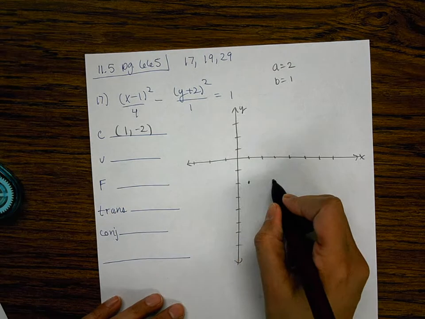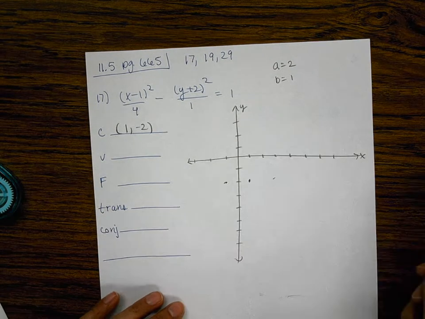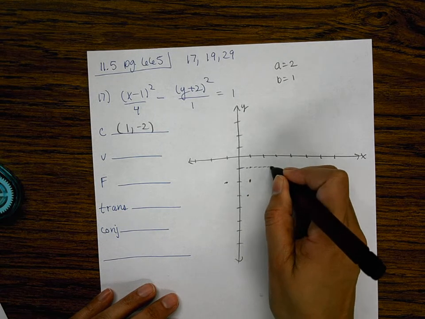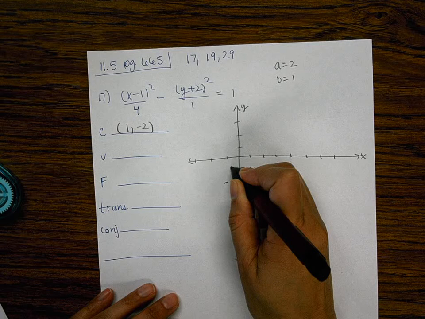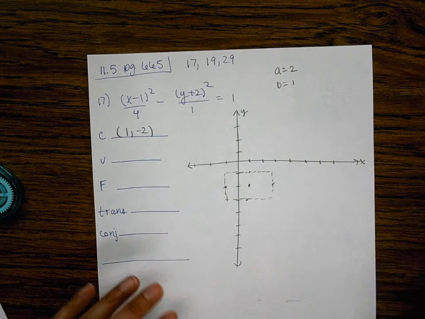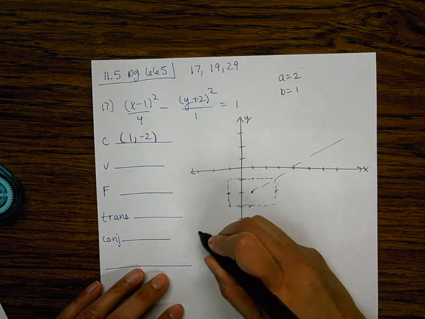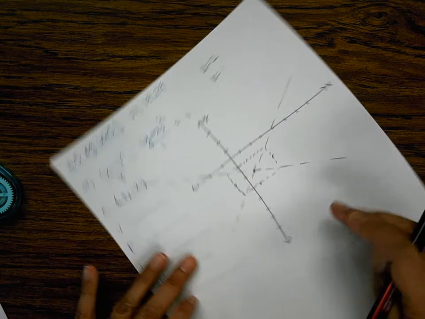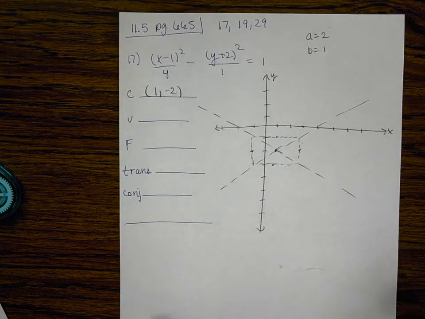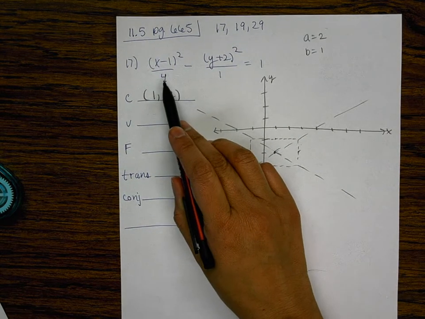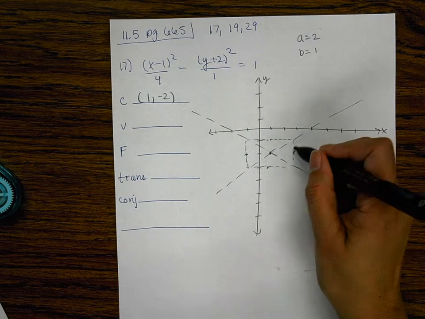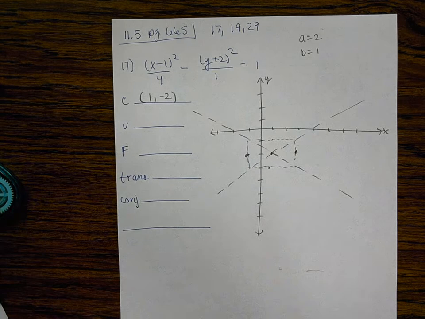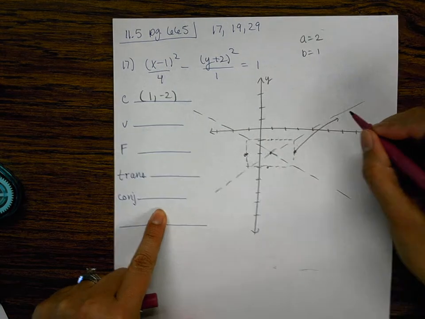So I'm going to go right 2 and left 2. Up 1 and down 1 from the center, and then make my dotted rectangular shape. And then draw my asymptotes, which are the diagonals of the rectangle. And this is what I use to help determine how wide or thin my graph is. Okay, because the X comes first, that means it's going to open right and left. So it's going to open from this dot and that dot, going right and left, going towards the asymptotes.